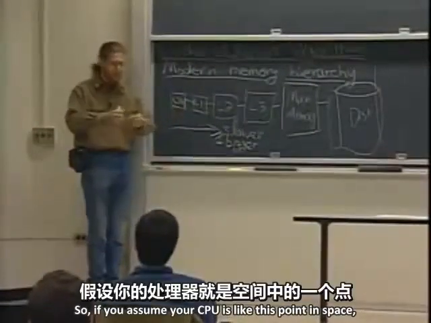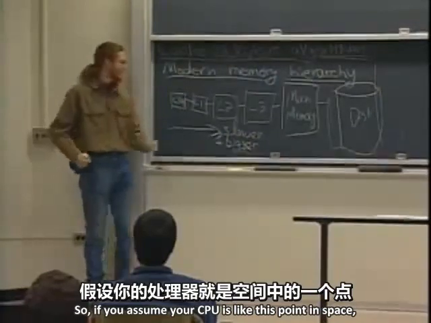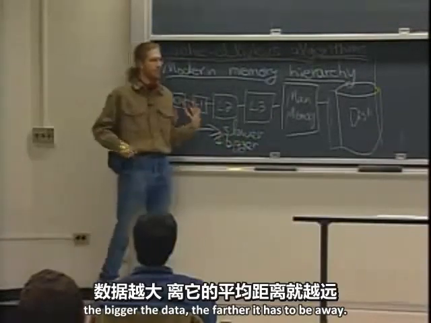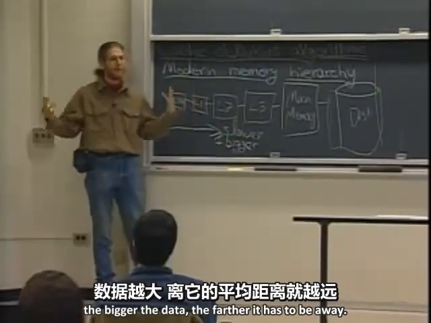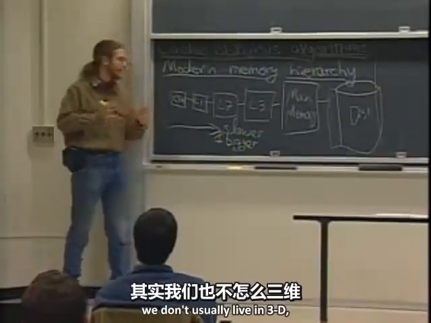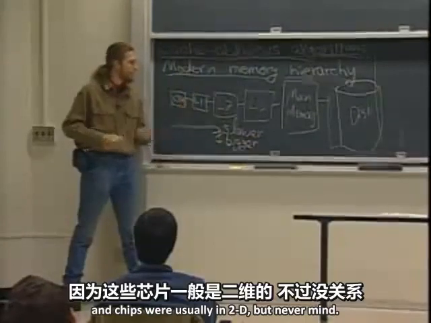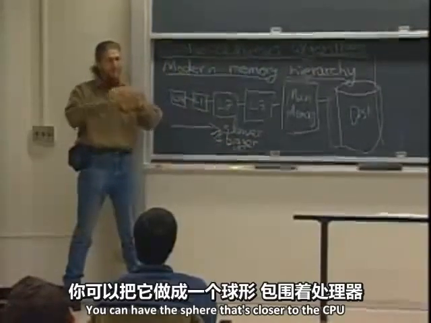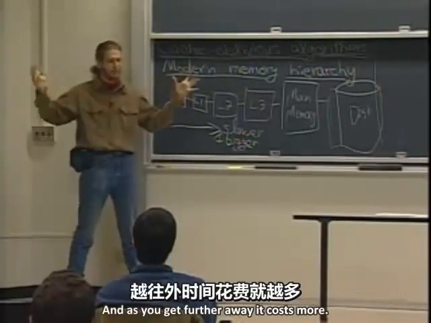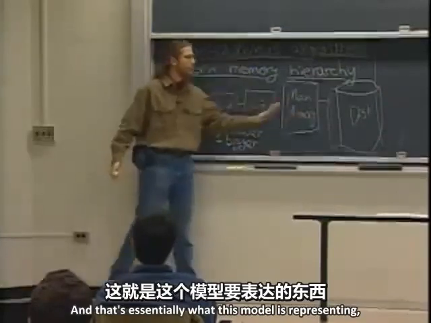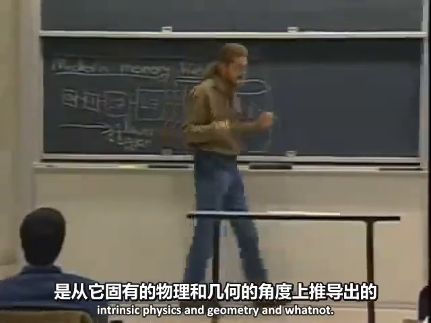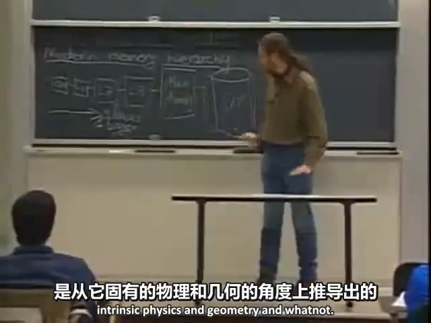So if you assume your CPU is like this point in space, so it's relatively small, and it has to get the data in, the bigger the data, the farther away it has to be. But you can have these cores around the CPU. We don't usually live in 3D. In chips, we're usually in 2D, but never mind. You can have this sphere that's closer to the CPU that's a lot faster to access. And as you get farther away, it costs more. And that's essentially what this model is representing, although it's a bit approximated from the intrinsic physics and geometry and whatnot. But that's the idea.